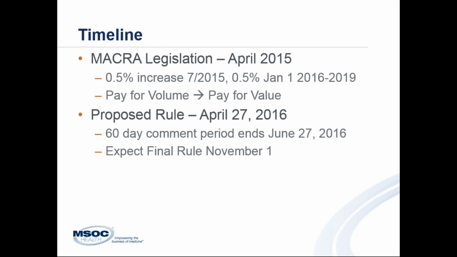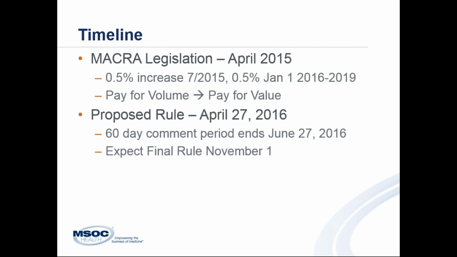CMS is required to publish proposed regulations for the program, which they did April 27th, and they are required to submit those and encourage people to make comments on them for a 60-day period. That period ended 2 or 3 days ago. There are over 3,800 comments that were received by CMS in that 60-day period, including one submitted by MSOC Health.